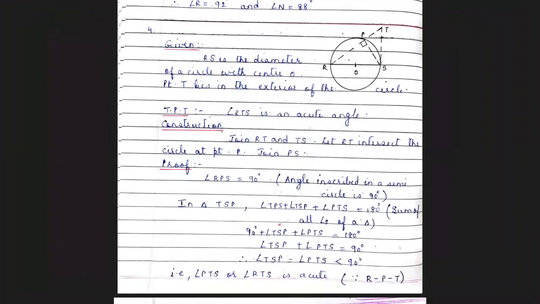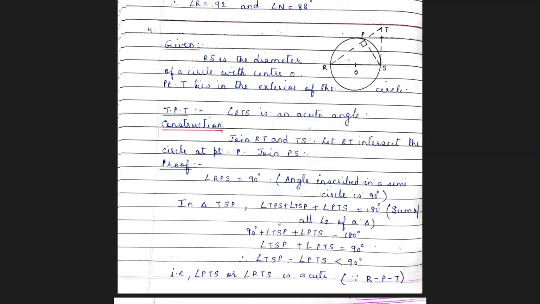Now in question number 4, what are you given? You are given a figure like this. RS is the diameter of a circle with center O. Point T lies in the exterior of the circle. So this is all that is given. You have to prove angle RTS is an acute angle.